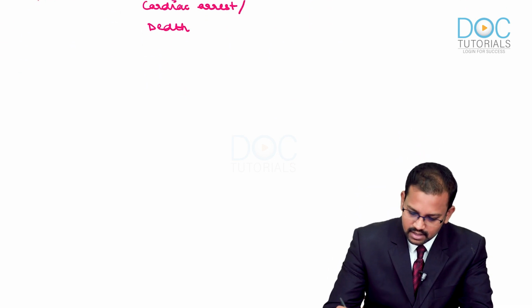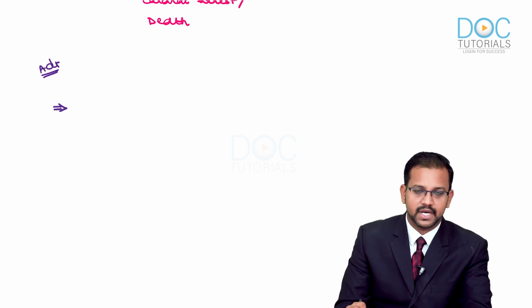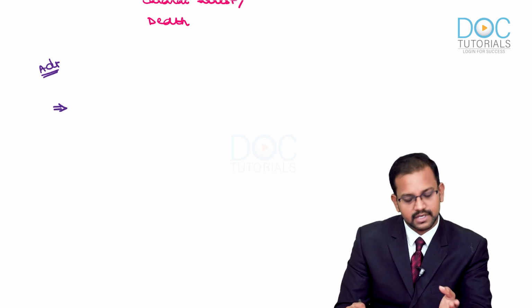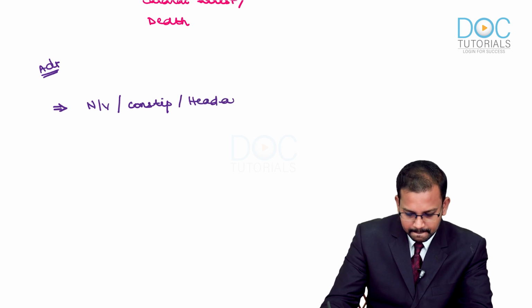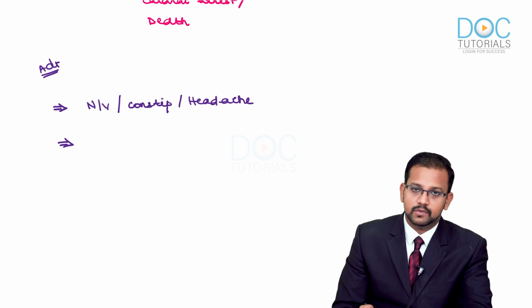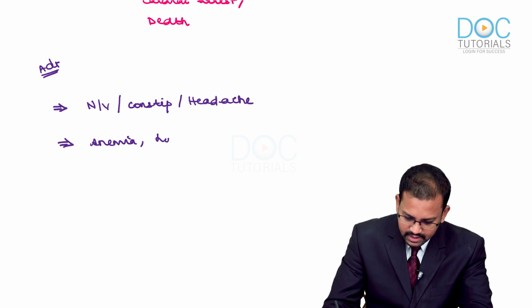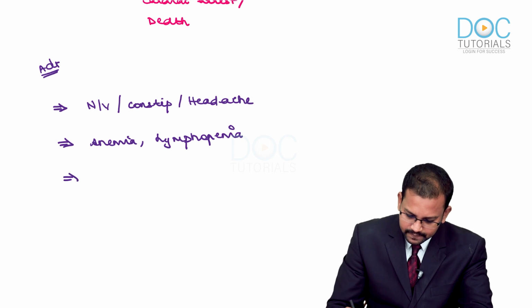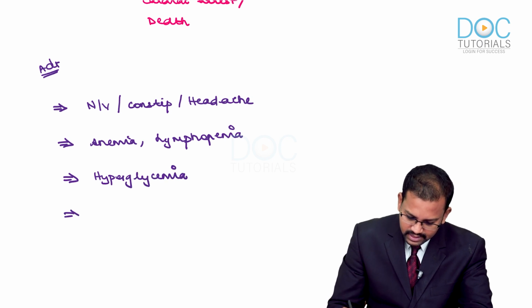Now let's talk about the adverse drug effects. Many of them have been covered previously. So what are the major areas which we can expect? Common ones, we have nausea, vomiting. Some patients might develop constipation or headache. Most important one, recently it has been found that this drug is associated with anemia and lymphopenia. Some patients might develop hyperglycemia.